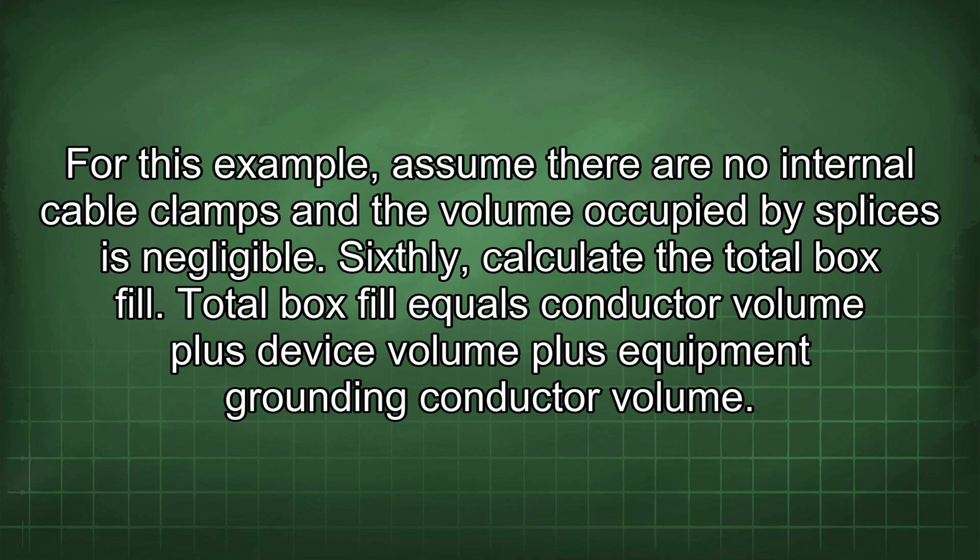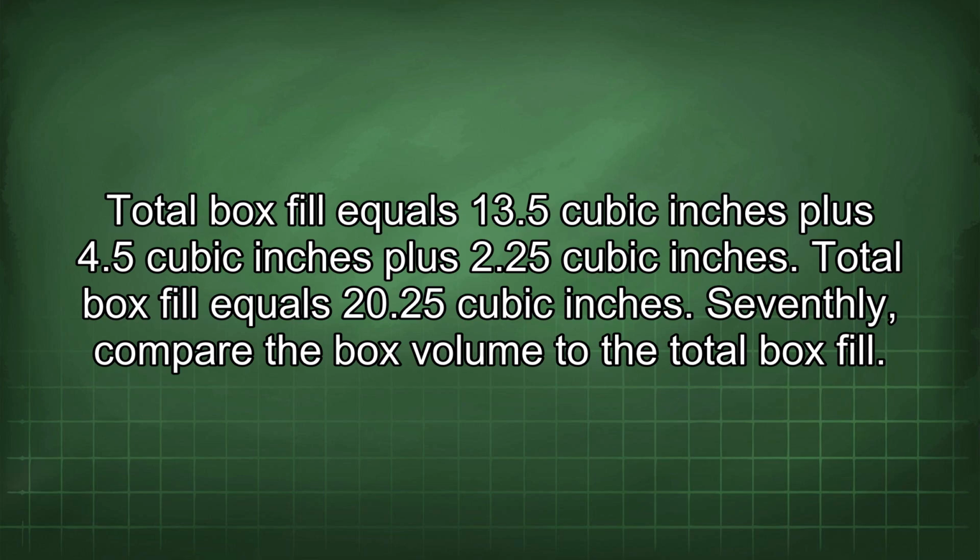Total box fill equals conductor volume plus device volume plus equipment grounding conductor volume. Total box fill equals 13.5 cubic inches plus 4.5 cubic inches plus 2.25 cubic inches. Total box fill equals 20.25 cubic inches. Seventhly, compare the box volume to the total box fill.